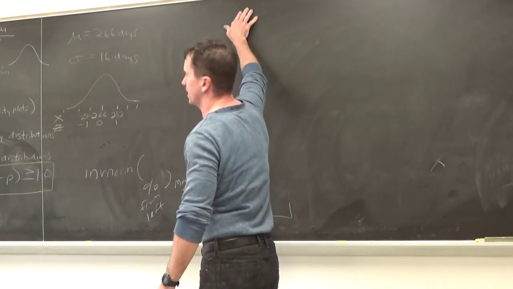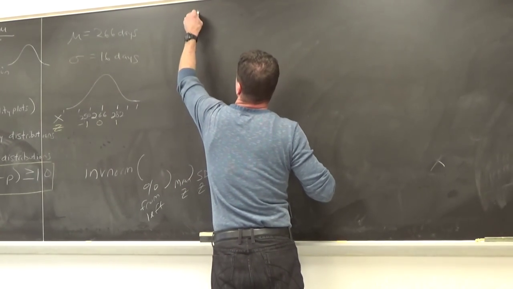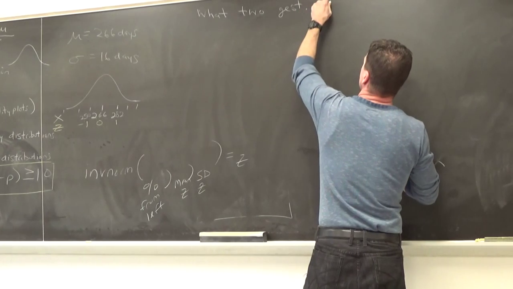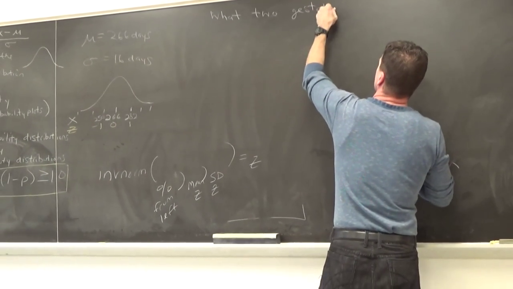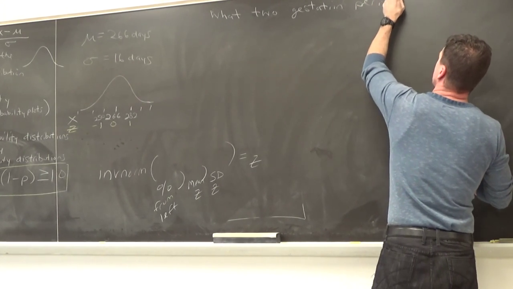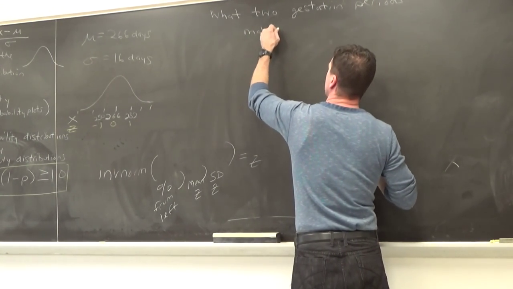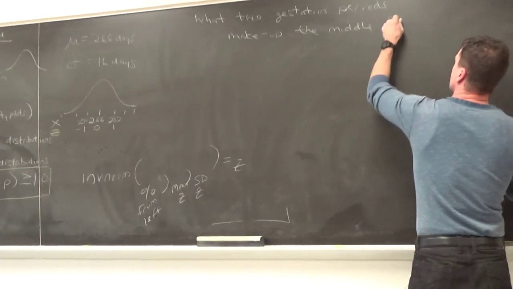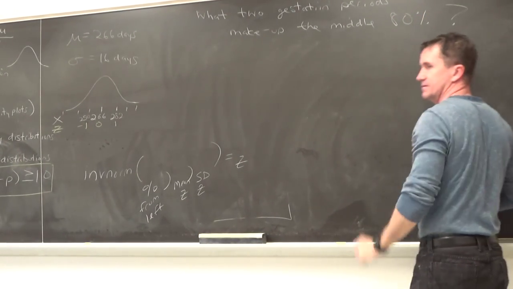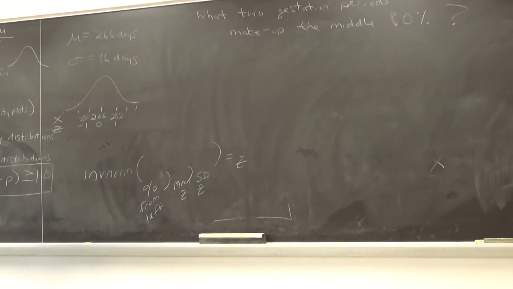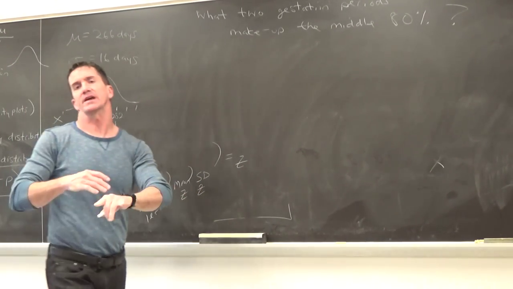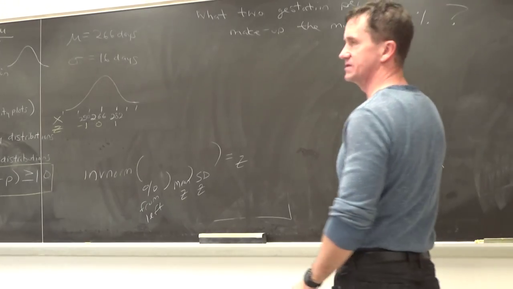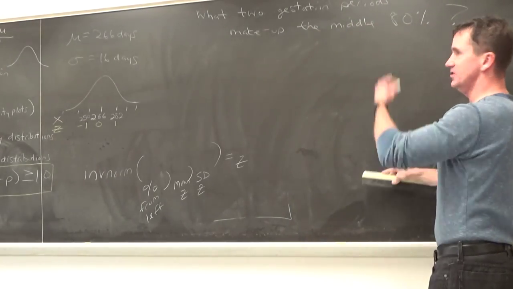So in this question, this is what I'm going to ask. What 2 gestation periods actually make up the middle 80% of the distribution? I'm just going to put a question mark. So this is going to be fun, everyone. I want to give everyone an opportunity to do this inverse norm button. Notice, this is like a total reverse question, right? Everything's backwards right now. I'm giving you the percentage.